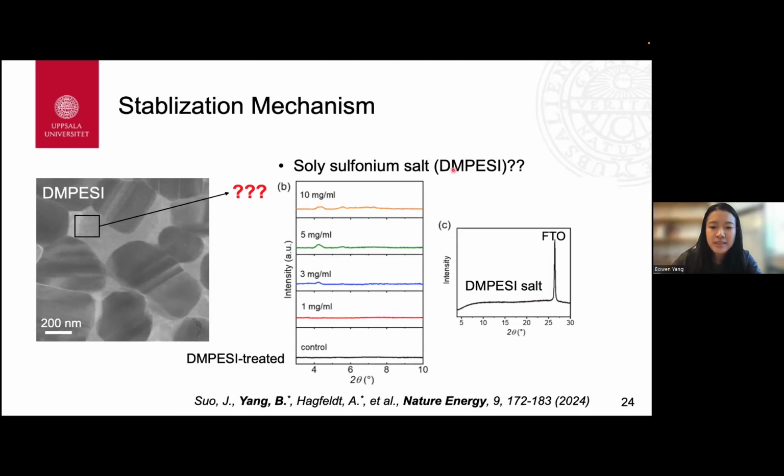the possibility that the new species solely consists of sulfonium salt. This is because this DMPSI salt is amorphous and does not exhibit distinct XRD patterns, whereas the post-treated films show some small peaks at low angles.